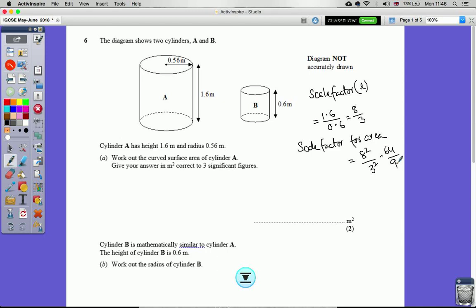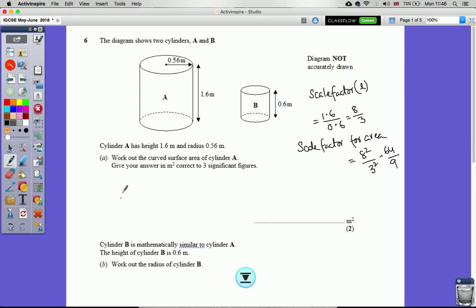Okay. The next thing we're going to do is find out the curved surface area of cylinder A. Now the reason I worked out this is not required for the first part of the question, but for the second part of the question we will be needing this calculation. So leave that calculation there. The curved surface area of cylinder A.